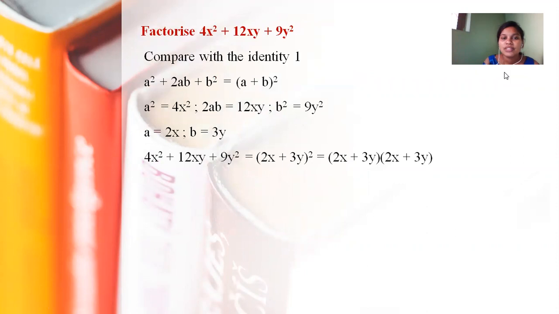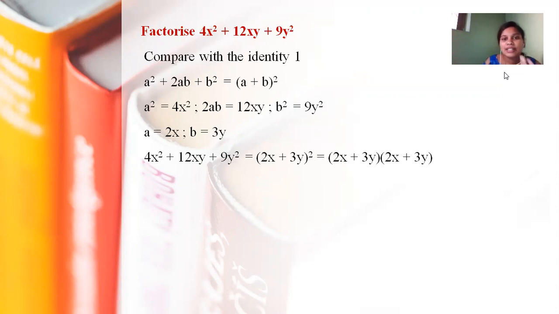Next, factorize 4x square plus 12xy plus 9y square. This can be done by the method we learned in the factor theorem, by splitting the middle term. That is one of the methods. But how can we do it by using identities? All polynomials are not possible here. Only a few polynomials which are perfect squares or perfect cubes, only those polynomials can be done this way.